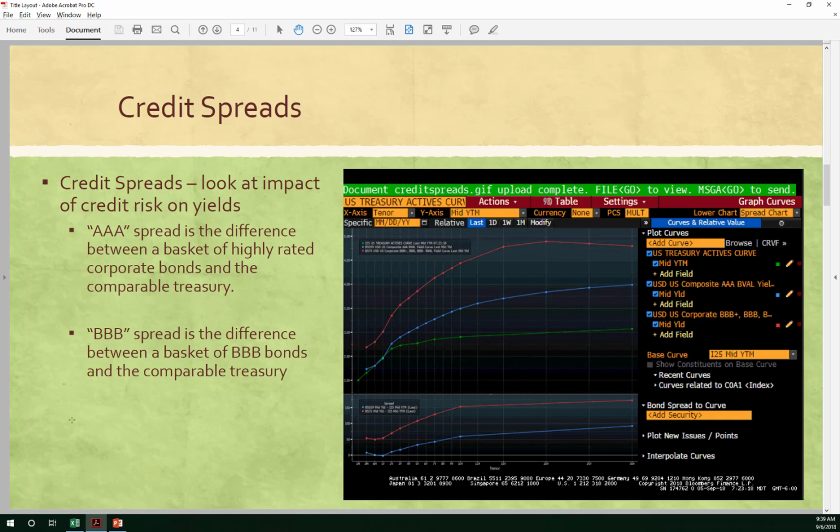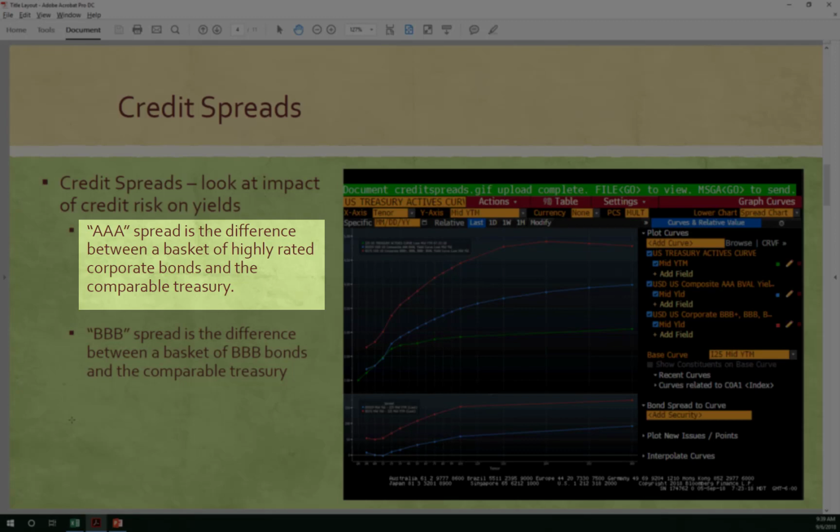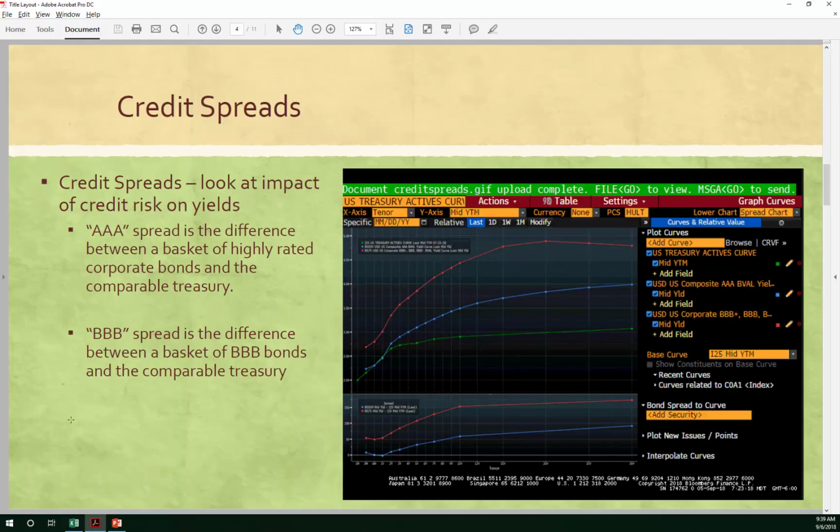So this is another spread that we can talk about, and again, a very important spread in the bond world. A AAA spread, for instance, is just going to be the difference between a basket of highly rated, that is AAA rated, corporate bonds and the comparable Treasury.